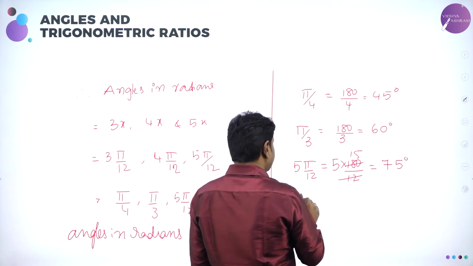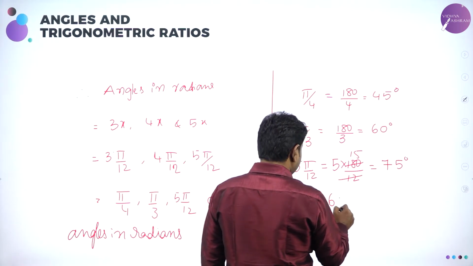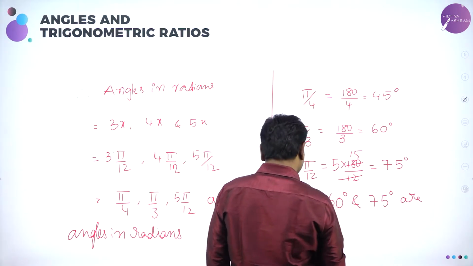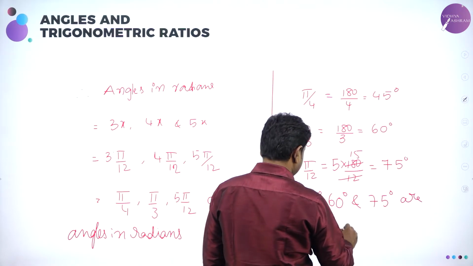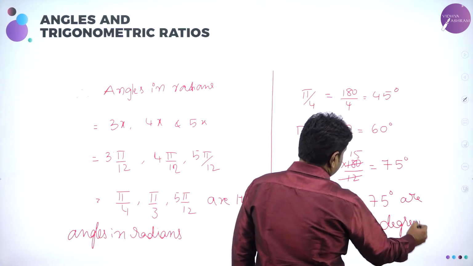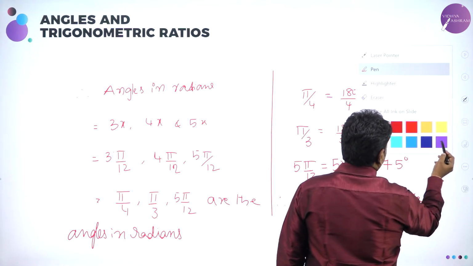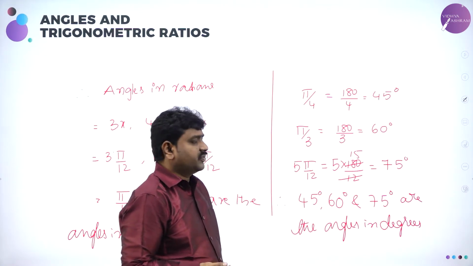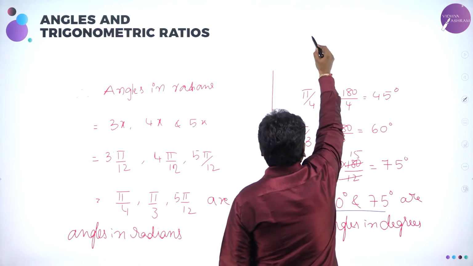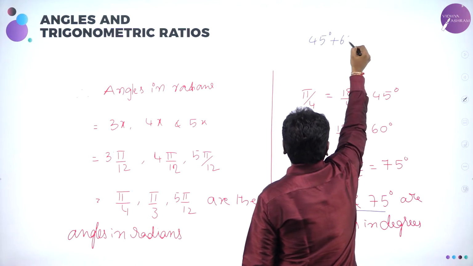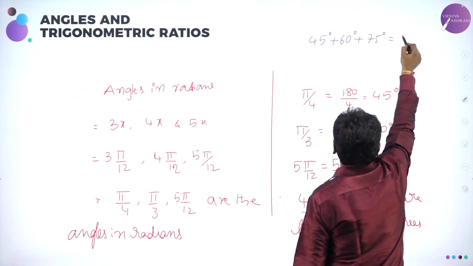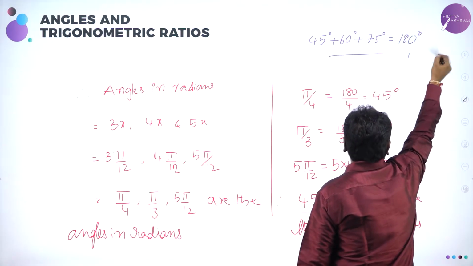Therefore 45 degrees, 60 degrees and 75 degrees are the angles in degrees. And always, I repeat, after you conclude, just take 2 minutes and verify. The sum of the angles should give you what? If you add these angles, it should give 180. 45 plus 60 is 105, 105 plus 75 is 180. So whatever angles you got, they are right.